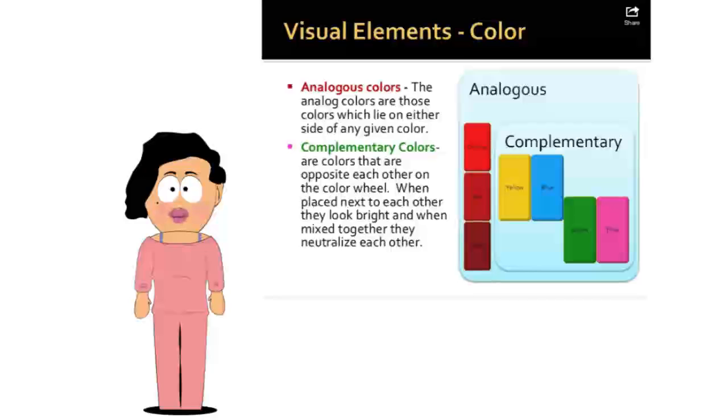Analogous colors. The analogous colors are those colors which lie on either side of any given color. Complementary colors are those that are opposite each other on the color wheel. When placed next to each other, they look bright. When they mix together, they neutralize each other.